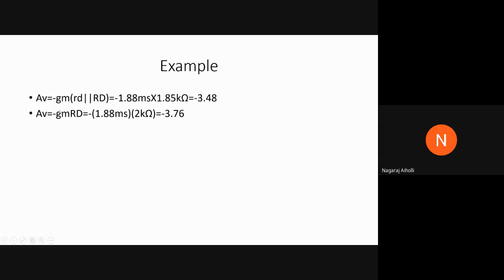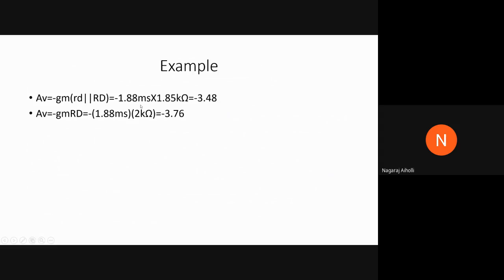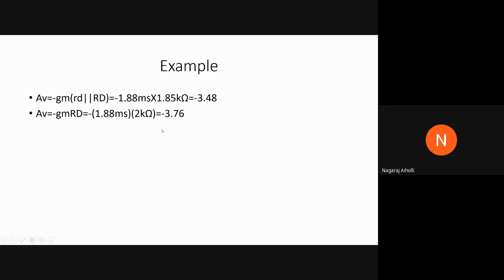Then AV is given by minus GM into small Rd parallel capital Rd. GM we have calculated as 1.88 millisiemens, into small Rd parallel capital Rd, whose parallel combination we also calculated as 1.85 kilo ohms. So if you multiply these two values, the answer is minus 3.48, which is the voltage gain. It is unitless because it is output voltage by input voltage. Volt and volt will cancel, so it is minus 3.48.